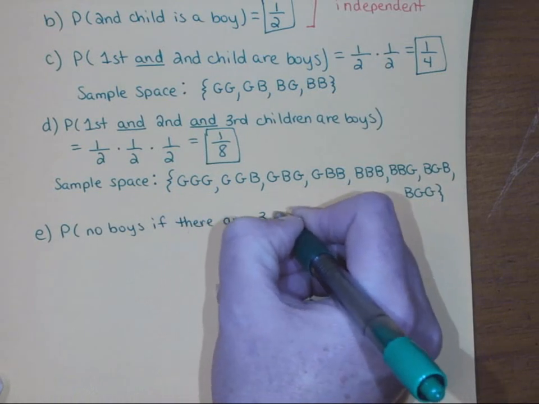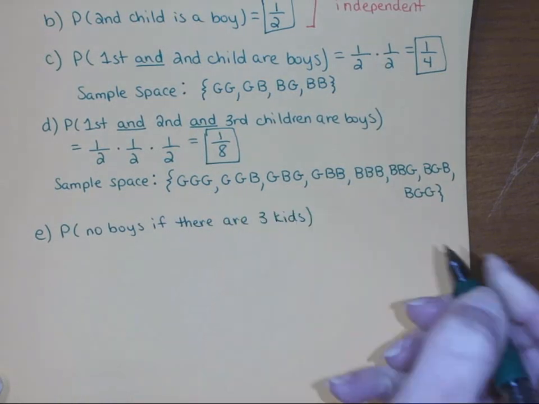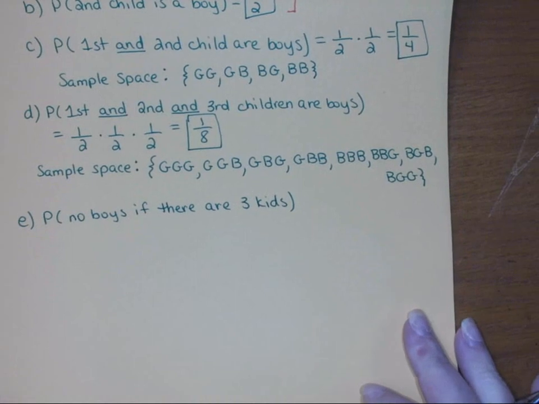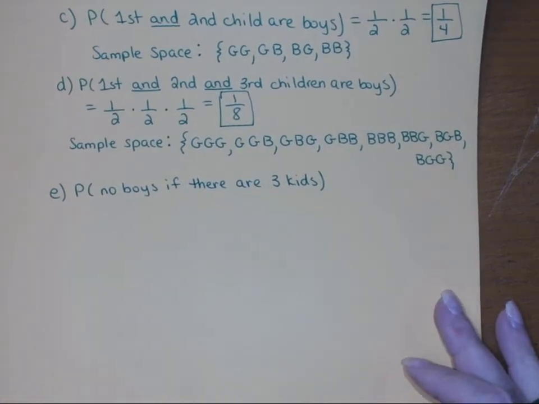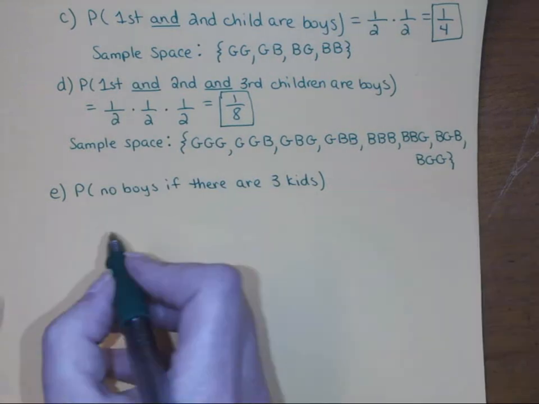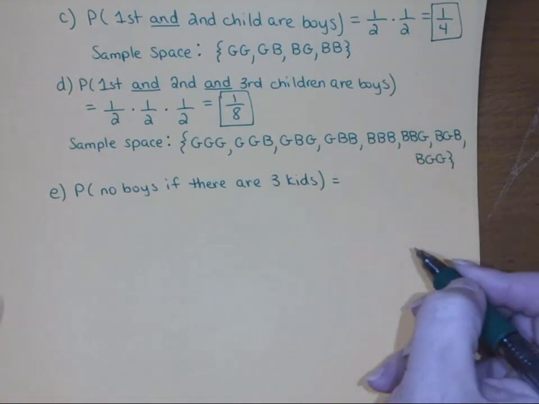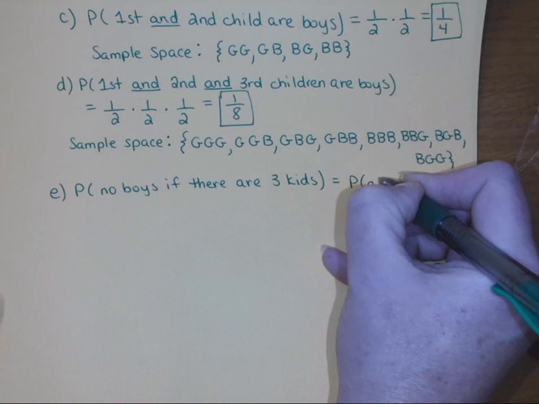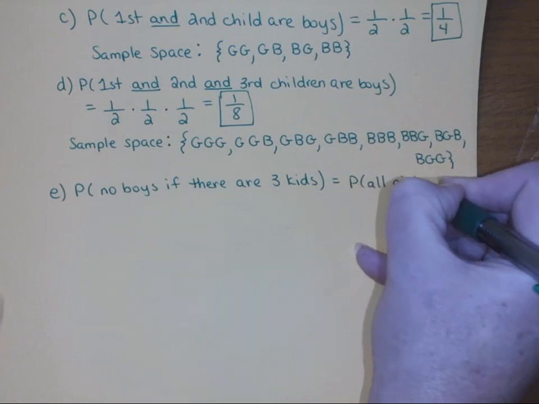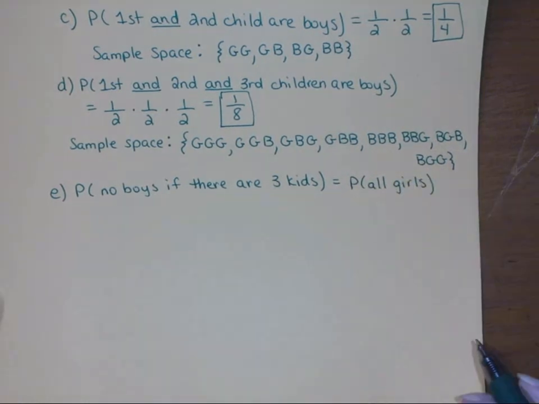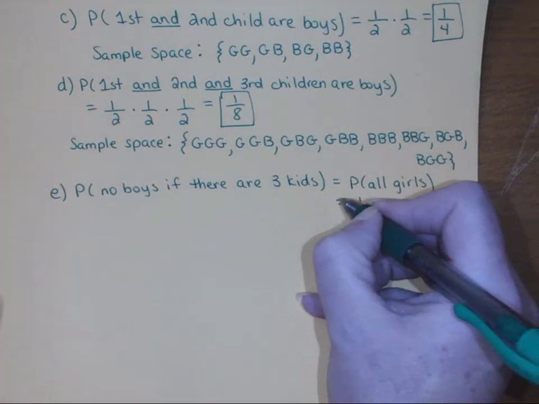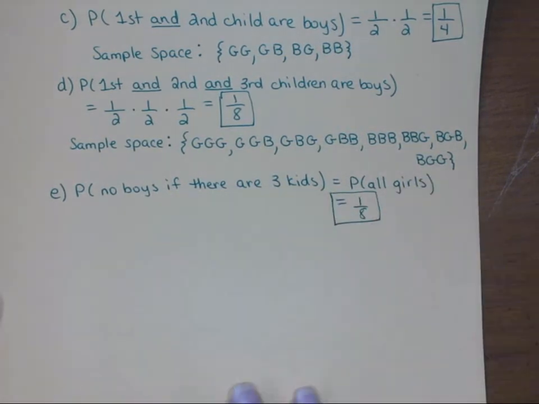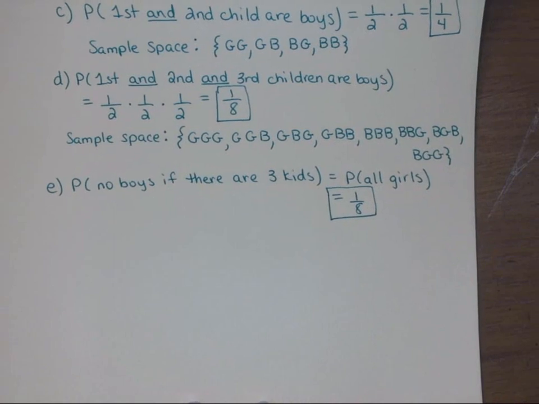So we can look back at our sample space. Sometimes you just need to reframe the question, okay? Figure out what it is asking for. So if there are no boys, what does that mean? That means they are all girls. And the probability that they are all girls, notice that is also 1 out of 8. If you look at our sample space, there's 8 choices, only 1 of which has them all being girls.